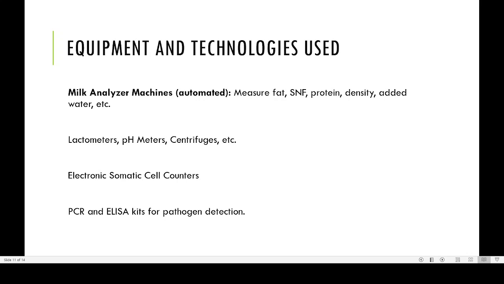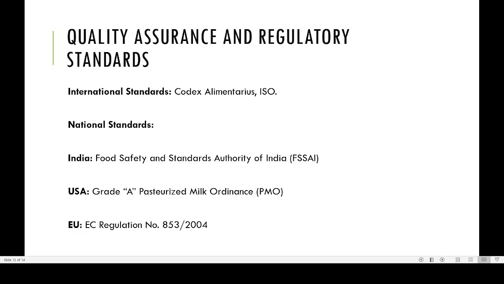Then what are the equipment and technologies which are used for that? One is the milk analyzer, that will be measuring the amount of fat. Solid not fat will be checked. Then protein will be checked, density and water content will also be checked. So these are some of the instruments used for that. We have also the electronic somatic cell counter, PCR, ELISA. The purpose of that is that they will be able to detect the presence of pathogens.